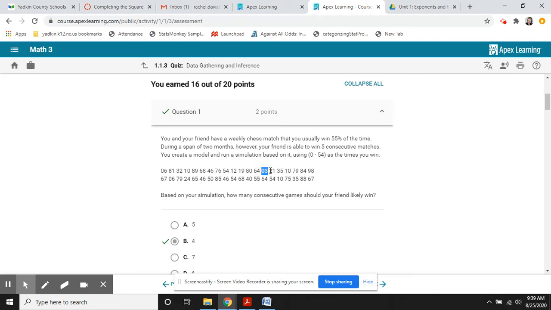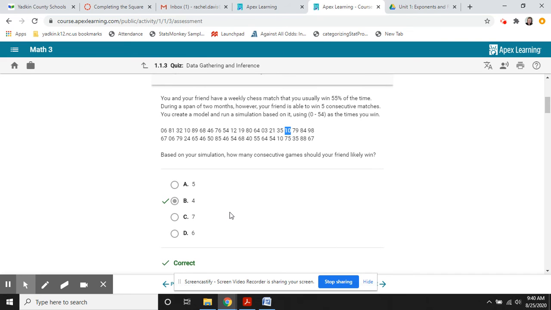3. So there's one. 21. There's two. 35. There's 3. 10 is 4. So there's 4 in a row. That's 4 consecutive numbers. 79 is too big. So we've got 4 consecutive numbers. If I were to keep going, I would not get bigger than 4 in a row, so I'm going to save a little time so we can keep going through this. So I would not find more than 4 consecutive numbers between 0 and 54. So that's why 4 is my answer for this one.